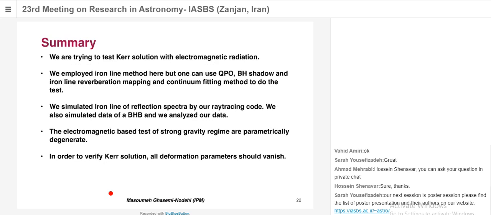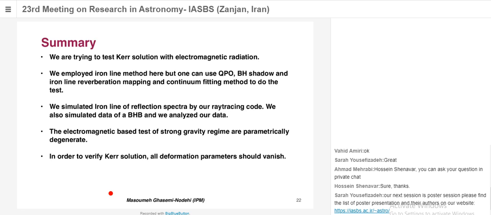To summarize, I want to say what we are doing here. We are trying to test the Kerr solution with electromagnetic radiation. We employed the iron line method, but one can use QPOs, black hole shadow, or iron line reverberation mapping and continuum fitting method to do this test.